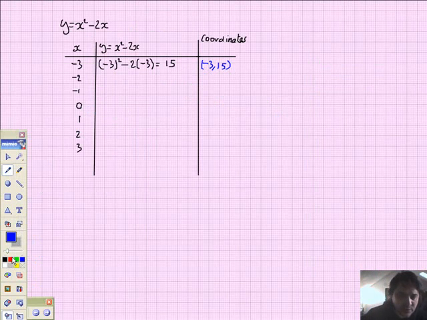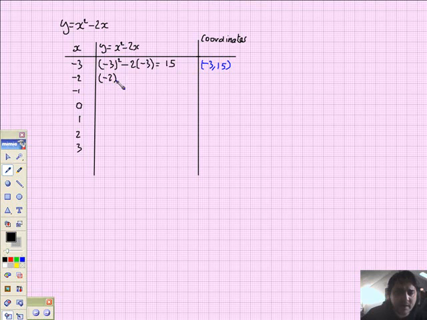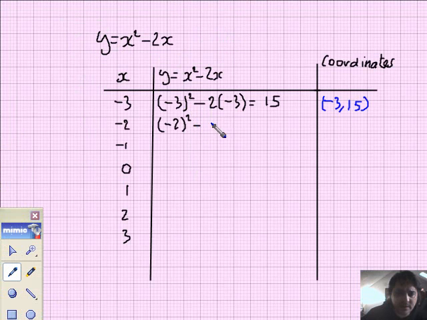I'll do another one or two, and then I maybe pause just to fill up the rest. Here we go, minus 2 squared, that's x squared. Take away 2 lots of minus 2. Let's work it out. Minus 2 times minus 2 is 4.